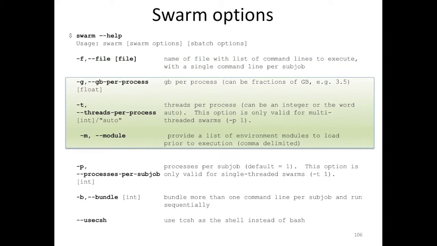There are some options that relate to the resources required for each subjob. And that's the -g flag, which is the number of gigabytes of memory per process. The -t flag, which is the number of threads per process. And of course, this is only meaningful for a multi-threaded application. And -m or --module, which is a list of one or more environment modules that you want loaded before each subjob runs.